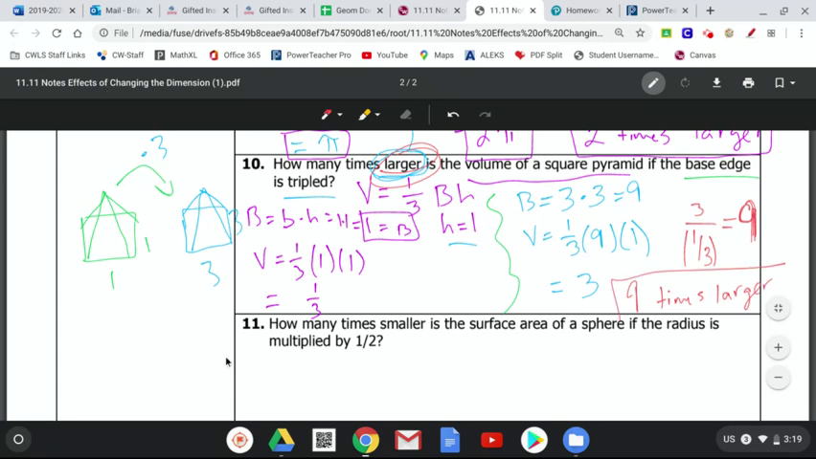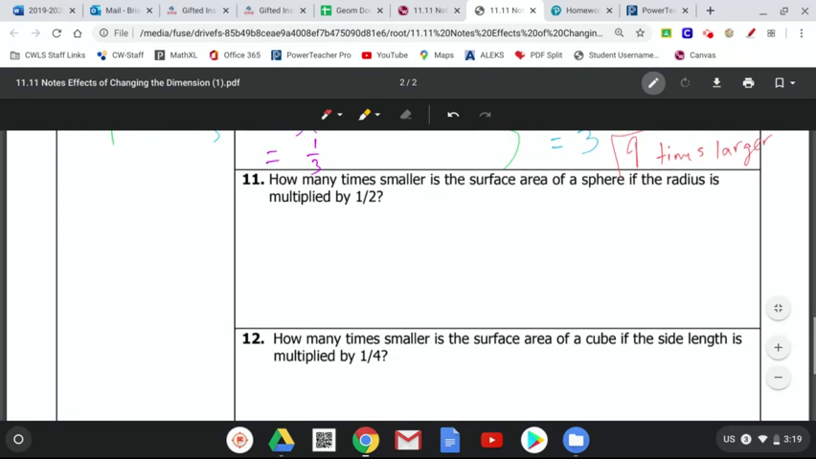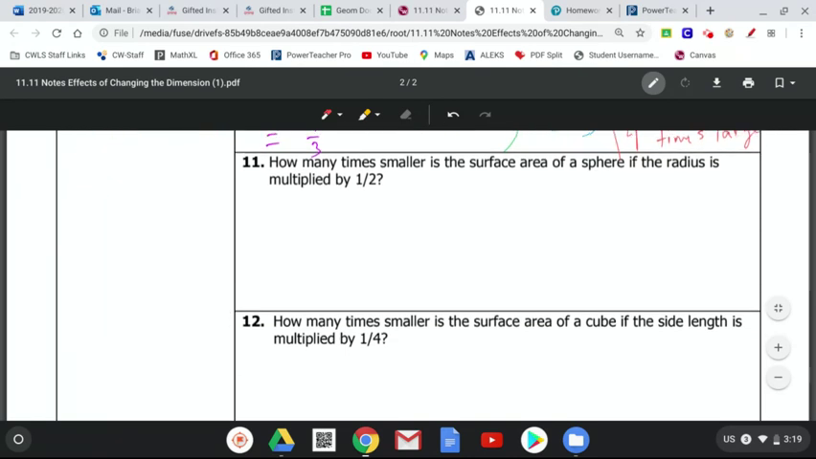That's it, guys. All right. So next one, mixing it up a little bit. How many times smaller is the surface area of a sphere if the radius is multiplied by 1/2? So for this one, surface area, you got to find the formula. The surface area formula for a sphere is 4 pi r squared.